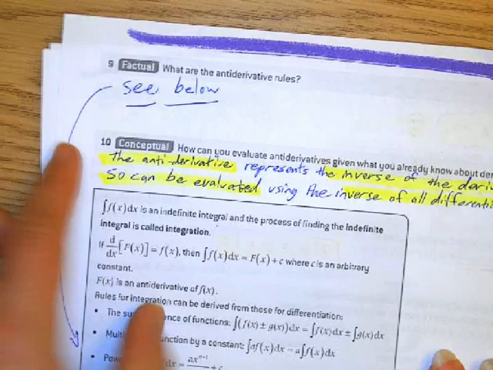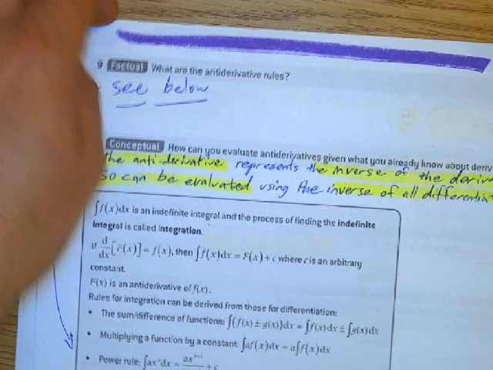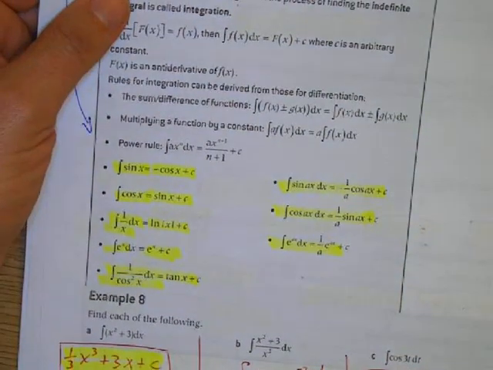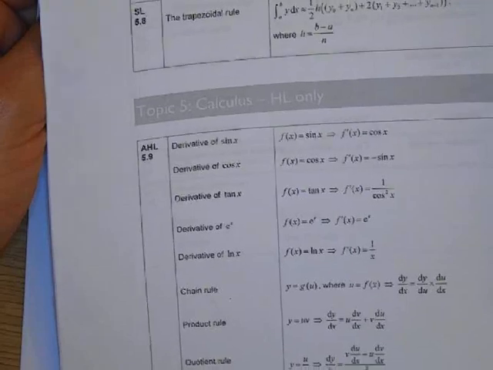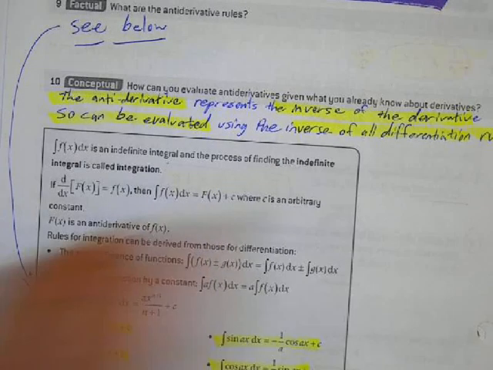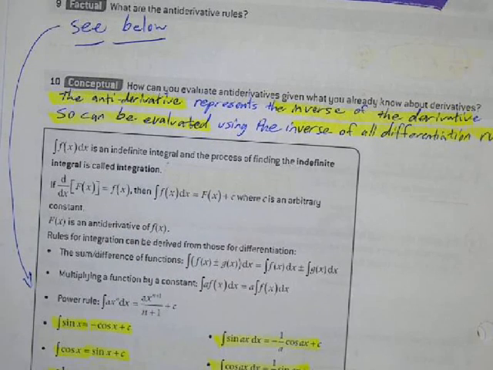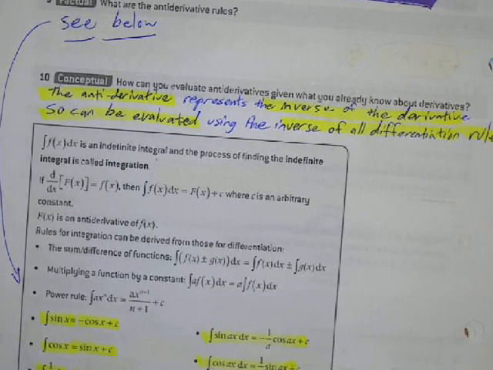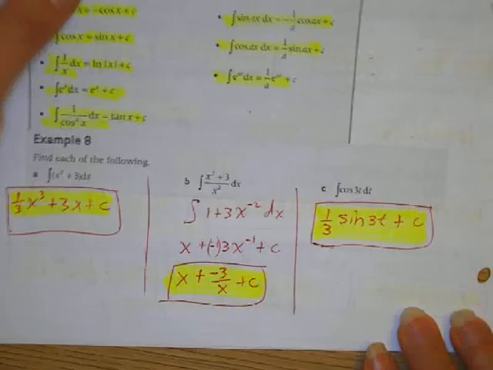Okay, so what are the antiderivative rules? They're all right here, and they're in your formula packet. Okay. So you might want to hit pause if you want to copy this down. The antiderivative represents the inverse of a derivative, so that we can evaluate using the inverse of all the derivative rules. Okay, so here's some examples.